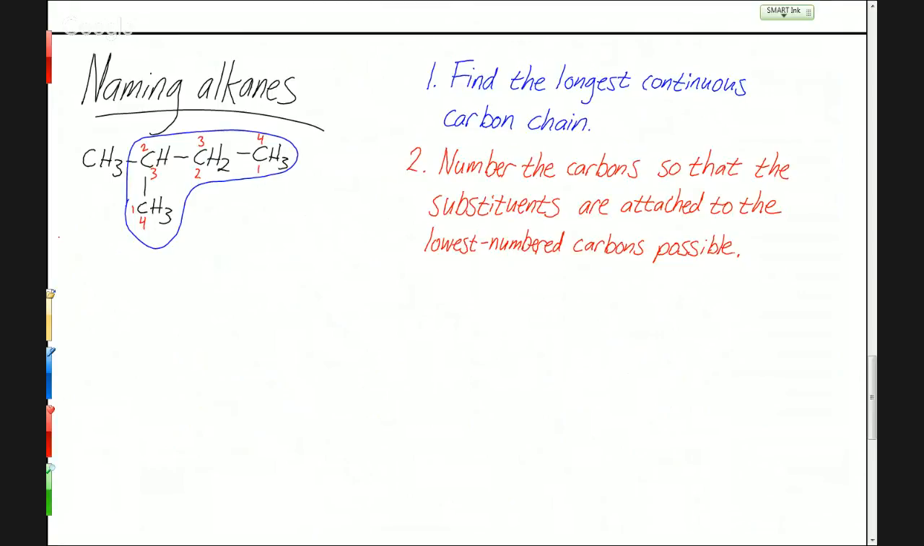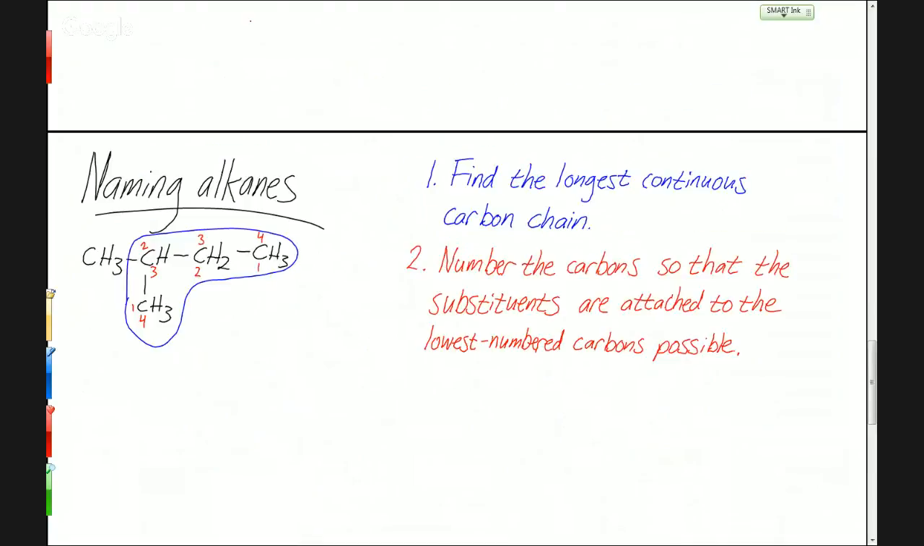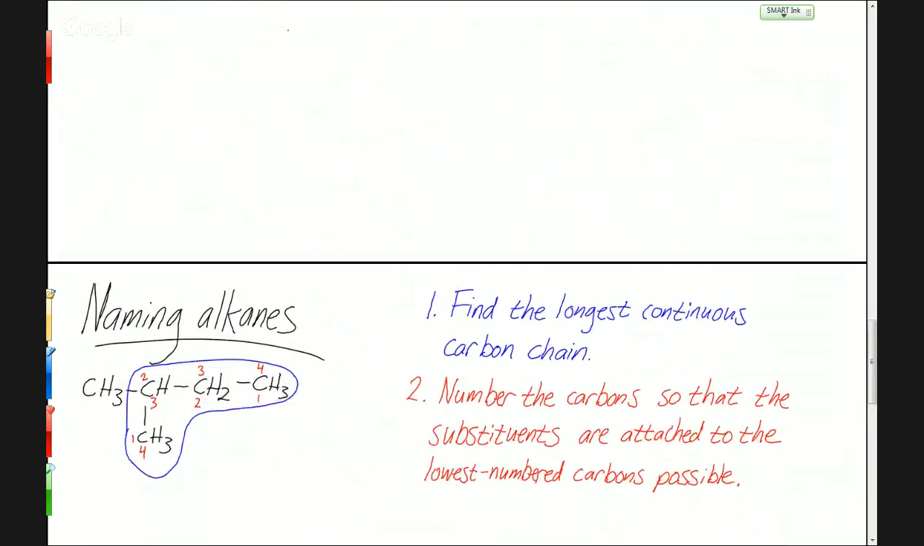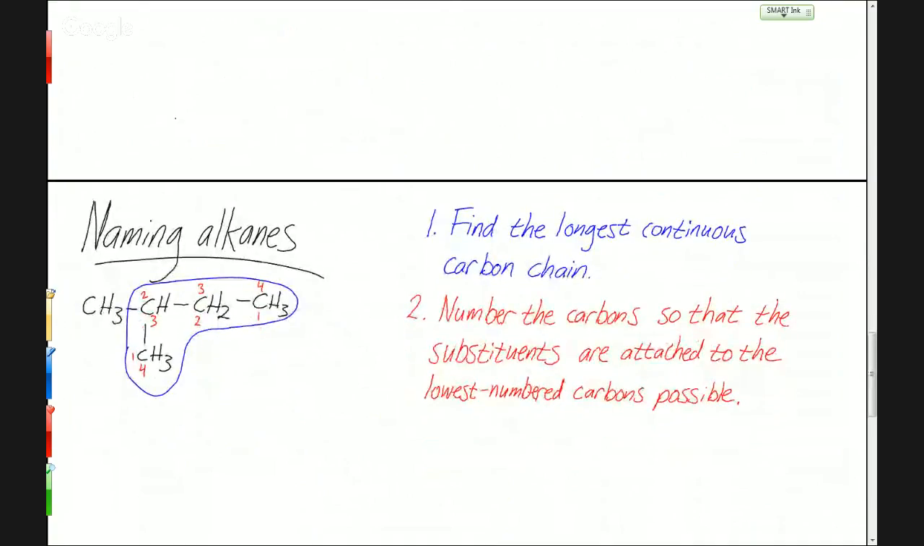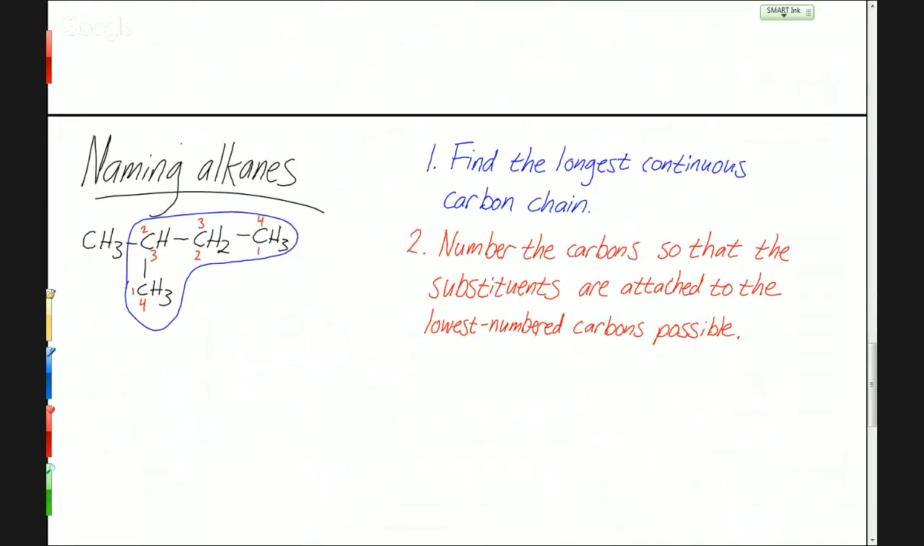So we now know that what we call the parent chain, which is the main part of the chain, has 4 carbons. Does anybody remember what the name of a molecule with 4 carbons is? Butane, right? Did you remember that, or did you just sit on that? So that means that the last part of the name is going to be butane, and that reflects that long chain.